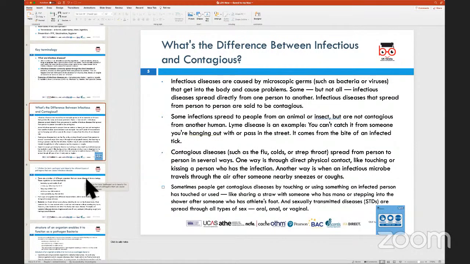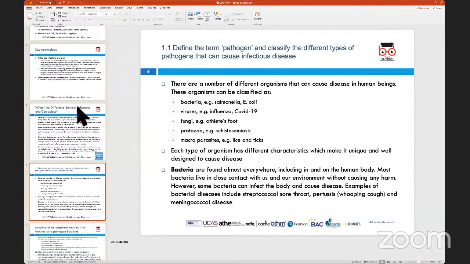Okay. Now let's get into some of the assessment criteria for learning outcome 1 after getting through this background. The first one talks about defining pathogen and classifying different types of pathogen that can cause infectious diseases. So when we talk about pathogen in general, what do we mean by pathogen? Pathogen is a term which refers to a microorganism or an organism which has the potential to cause a disease in a host. Pathogen is a general term that we would use for bacteria, fungi, virus, or protozoa, or any sort of microorganism which can cause infection.